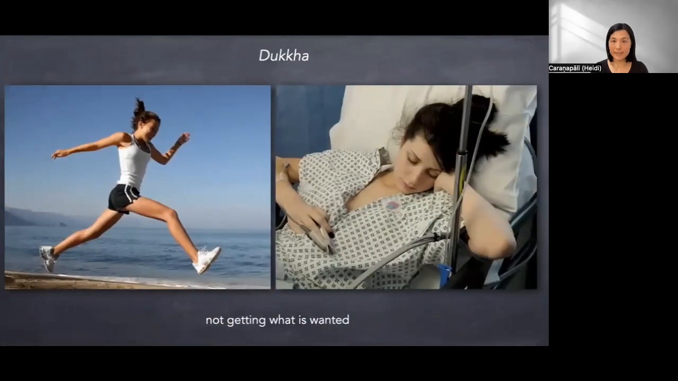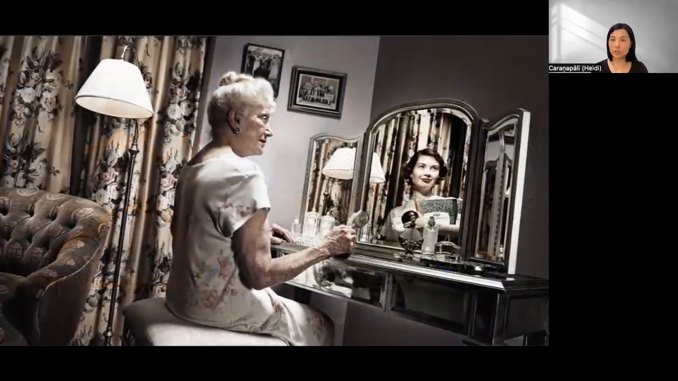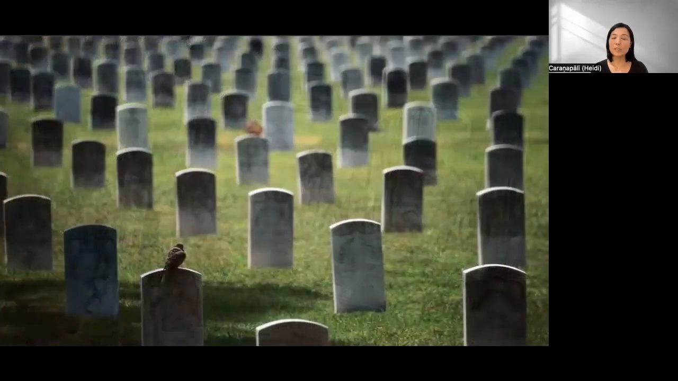We don't want to get sick, but we get sick. We don't want to get old, but we get old. And we don't want to die, but we die. Yeah? Not just material things, but also in this deeper level, we need to understand that that is what is meant by not getting what is wanted.